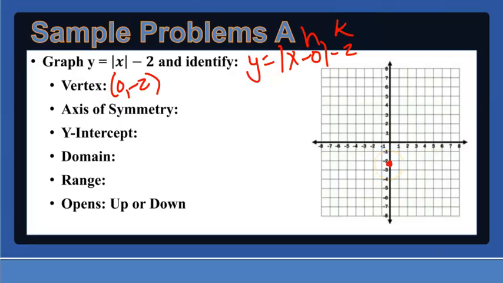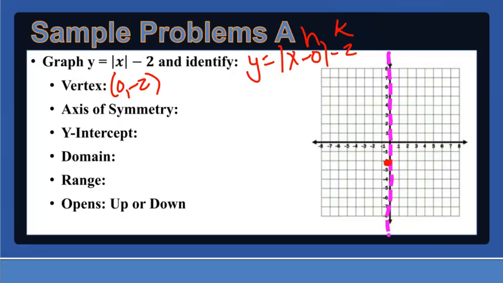So right now, if I were to draw my axis of symmetry, it would just go straight down through this, right through the origin, which is just my y-axis. So now we have a point here at negative 2, and I need to choose points on each side of it. So I'm going to choose 1. So if I put a 1 in for x, the absolute value of 1 is 1.